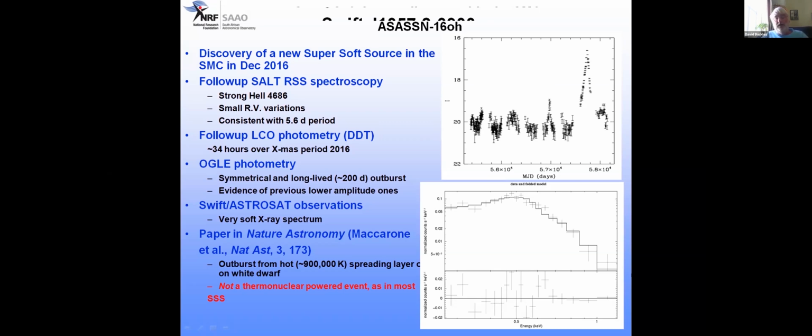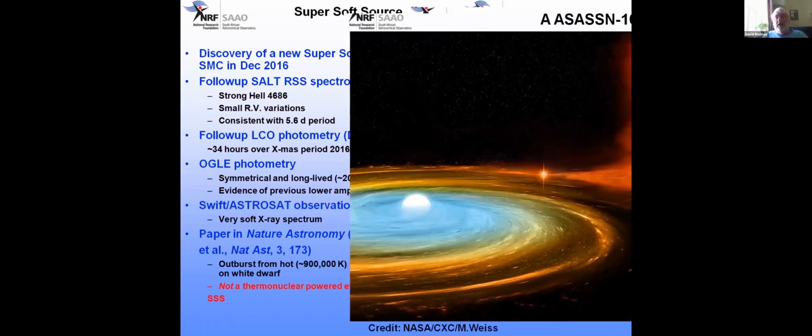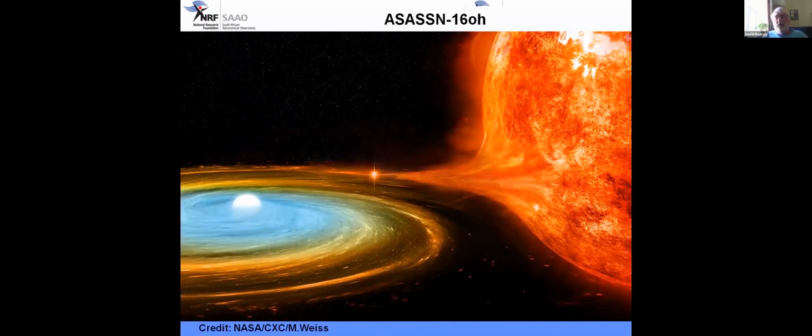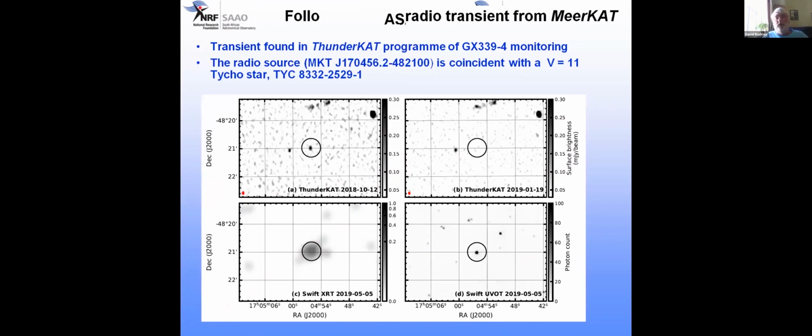temperature. And it was interpreted from the observations as an outburst due to what we call a spreading layer on the surface of the white dwarf, which is the boundary between the accretion disk and the white dwarf. Quite different to other supersoft sources that involve thermonuclear events on the surface of a white dwarf.